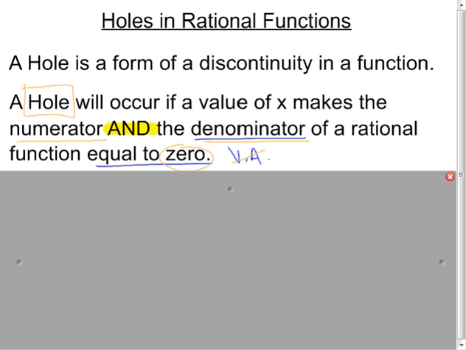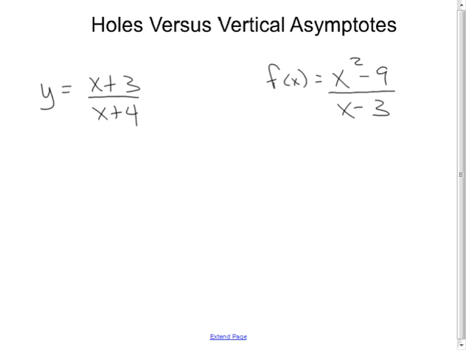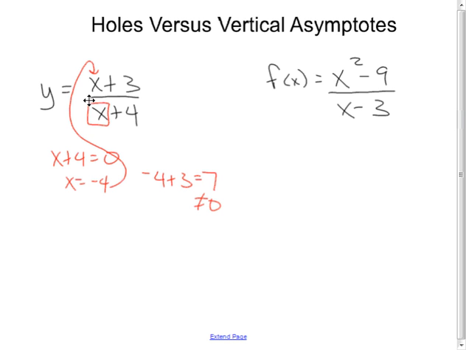Okay, let's start to examine that a little bit with a couple of examples to play with here. I'm going to talk about y equals x plus 3 over x plus 4. Something should jump out at you very quickly here: the value of x that makes the denominator 0 would be -4. And if you notice, when I put that in on top, it actually makes the numerator equal to -1. More importantly, it's not equal to 0. So this is an example of no hole.